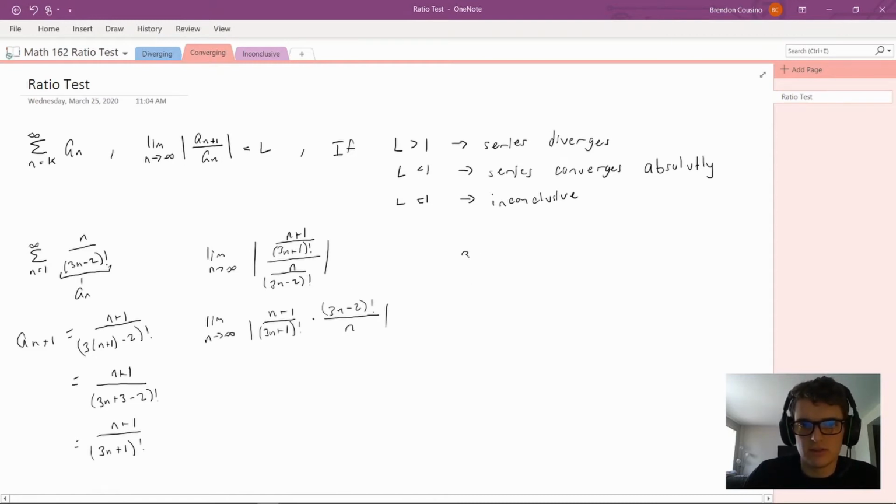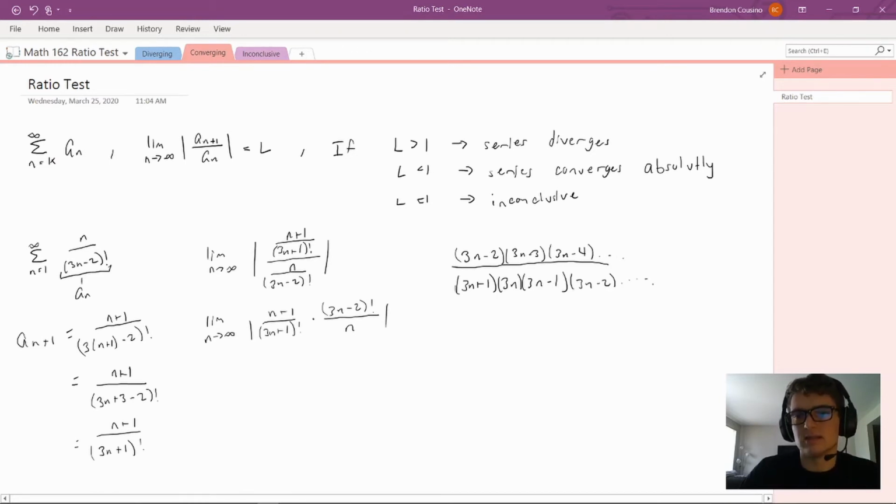Okay, so off to the side, I'm going to do the factorials out. So 3n minus 2 factorial is just going to be 3n minus 2 multiplied by, then we lower by 1 every term. So 3n minus 2 minus 1, so 3n minus 3 times 3n minus 4, and so on. Okay, so now let's do the one that's in the denominator. We're going to start with 3n plus 1. Then our next term is going to be 3n plus 1 minus 1, so just 3n. And then 3n minus 1. And then 3n minus 2, and dot, dot, dot.